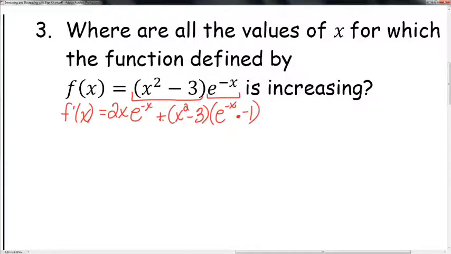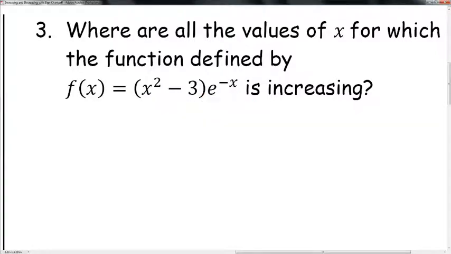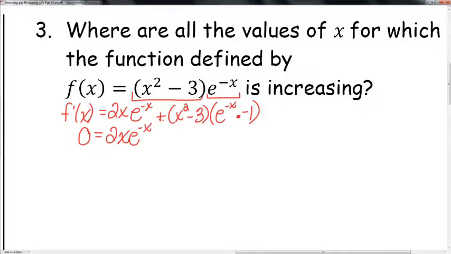And so if I rewrite this, set equal to 0: I have 2x e to the negative x. And I'm going to move this negative 1 here. I'm going to make this negative because we're multiplying a negative and a positive. So I have x squared minus 3 times e to the negative x. And so in terms of factoring, I want you to know your greatest common factor right now is this e to the negative x. So let's factor that out.